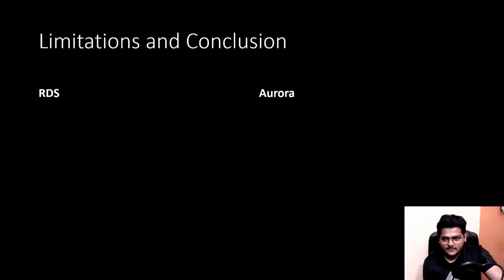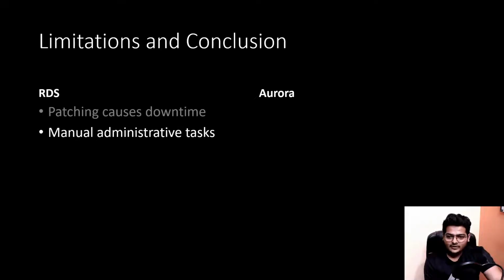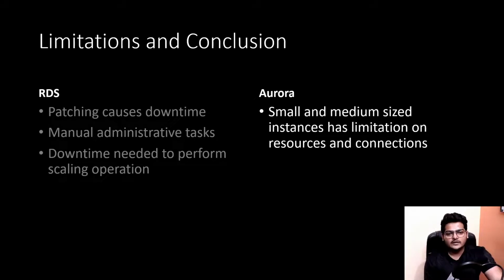So let's discuss some of the limitations of RDS and Aurora. When it comes to patching, RDS definitely faces downtime, while Aurora does not. Some of the administrative tasks are manual with RDS. Downtime is also needed for RDS to perform a scaling operation. If you want to increase your instance type in RDS, you have to stop the instance, change the instance type, and then restart it, which again gives you some downtime, which is not the case with Aurora.